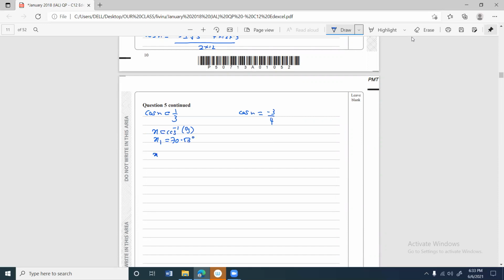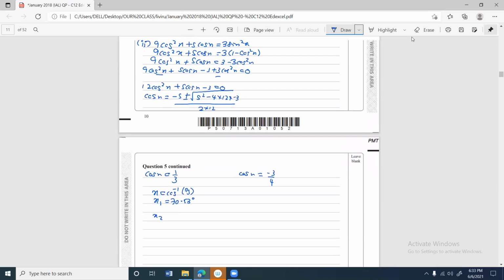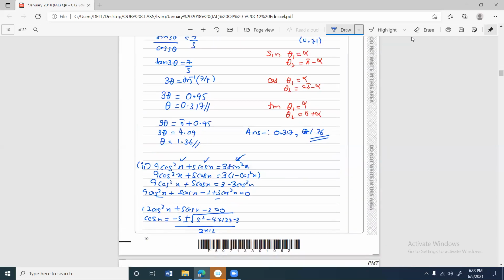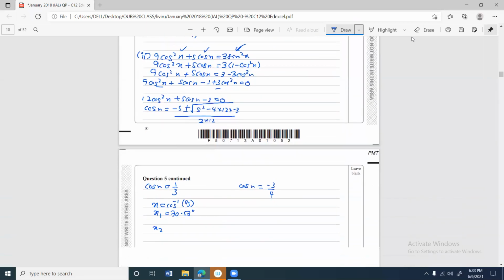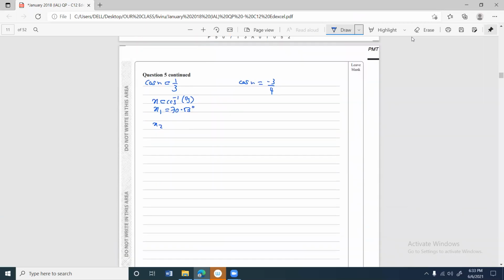Then how to get the second angle? We already know from this relationship, cos theta comes with 2 pi minus, or 360 minus. So the second angle would be 360 minus 70.53. So x2 would be 289.47. These are the answers.